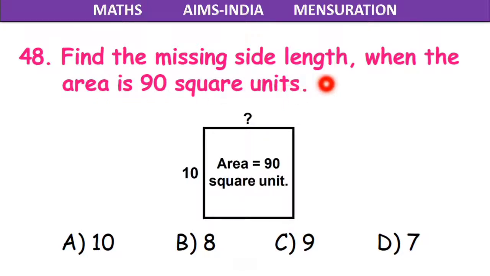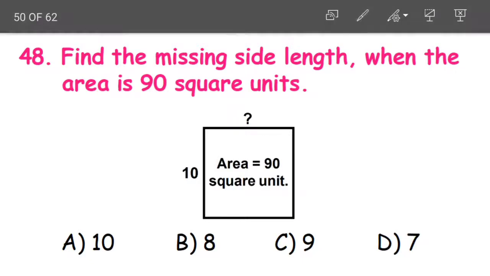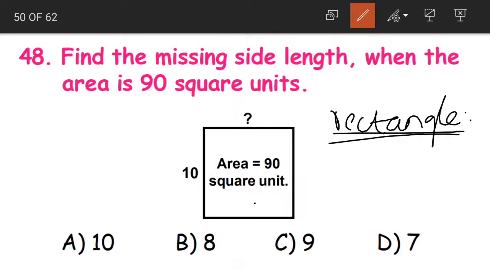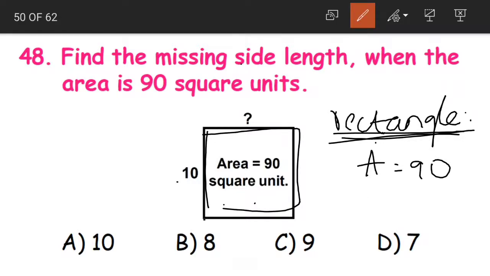Find the missing side length when the area is 90 square units. This is a rectangle. Why am I saying that it is a rectangle? Suppose if this was a square, here the figure is given as a square, it is wrong. We have the figure in question is a rectangle whose area is equal to 90 square units and the breadth is equal to 10. We have to find out the missing length.